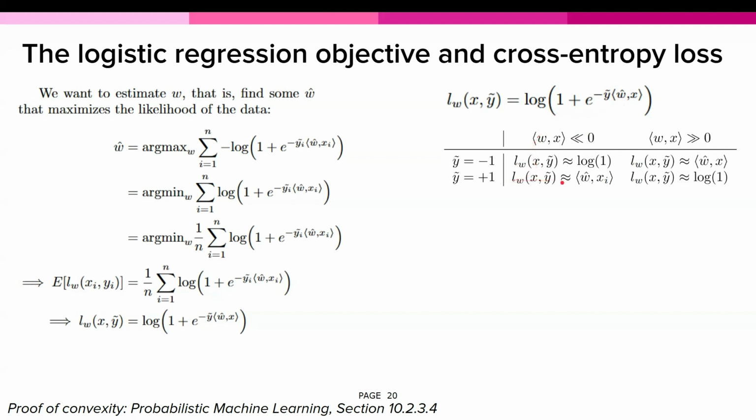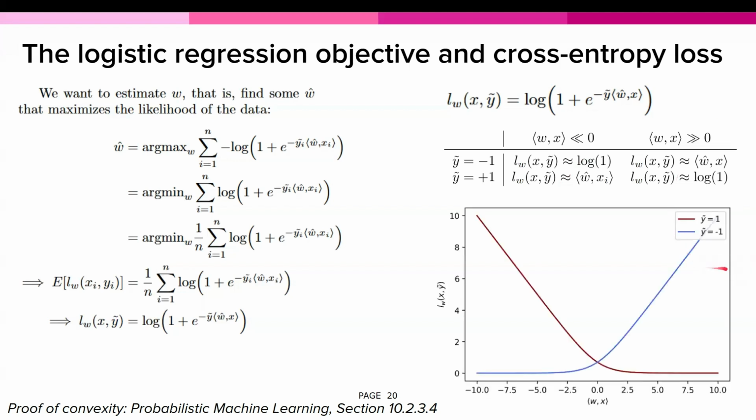On the other hand, if the label is positive but the inner product is negative, then there's a sign mismatch, and the exponent term will actually dominate the loss. In this case, the loss becomes proportional to the inner product. So cross entropy loss not only penalizes incorrect predictions, but also penalizes overconfident wrong predictions. We could also conduct a similar analysis for the positive cases. But let's see what this looks like in a figure.